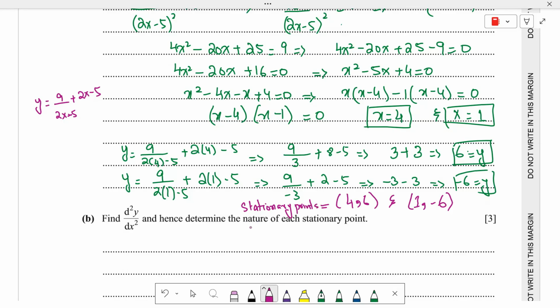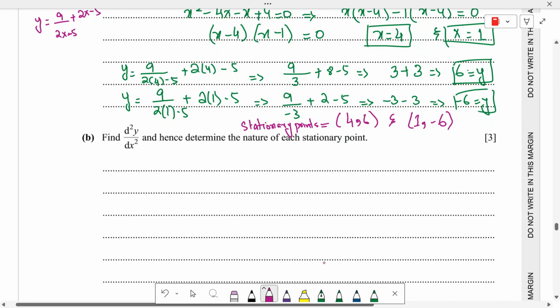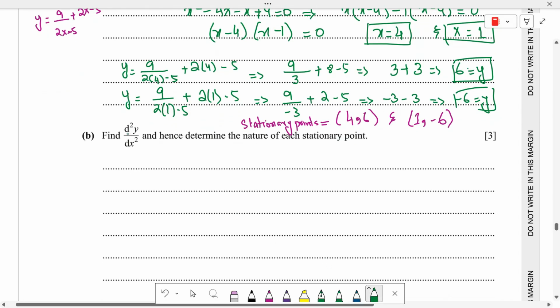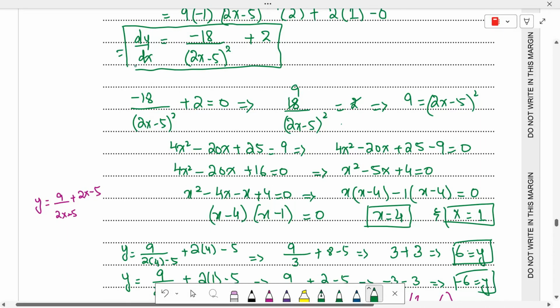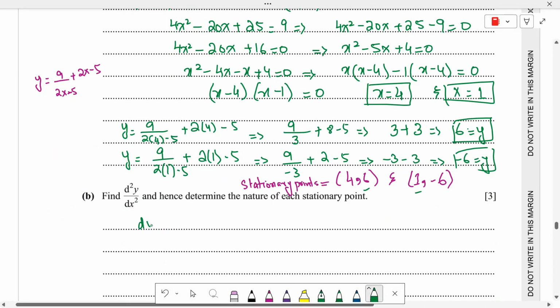Okay. Now let's move to part B, which says to find the second derivative of y with respect to x and hence determine the nature of each stationary point. We have calculated the stationary points, which are this one and this one. First we find the second derivative. So the first derivative was this one, so I just write it. dy over dx is equal to negative 18 over 2x minus 5 whole square plus 2.